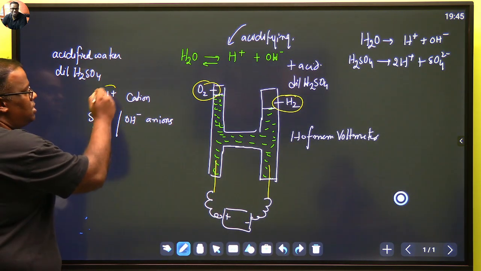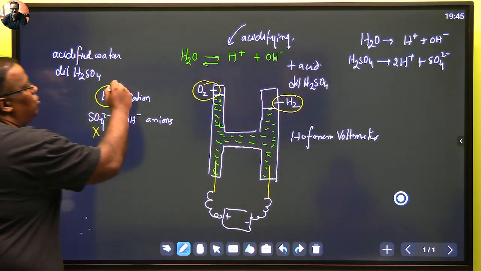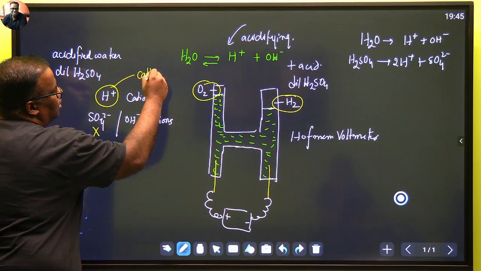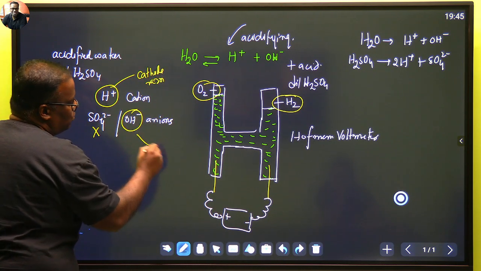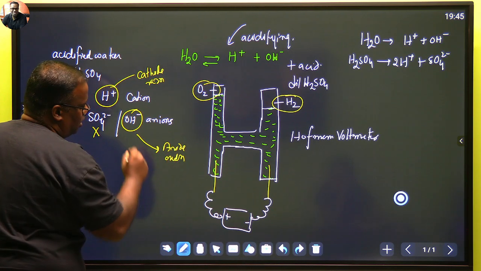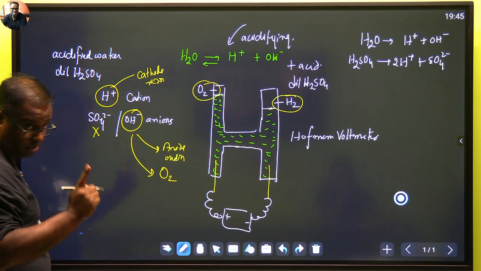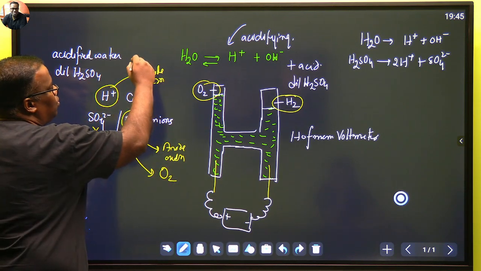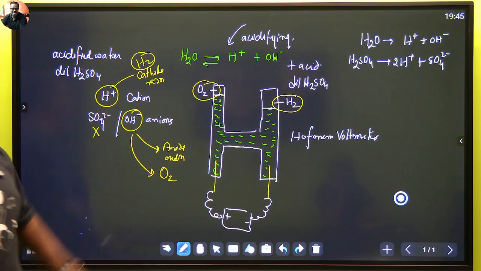Hydrogen H plus being positive, it actually went towards the negative electrode. It went towards cathode and underwent reduction. OH minus went towards anode and underwent oxidation. OH minus, whenever it gets oxidized, will give oxygen. Remember this. H plus, whenever it goes reduction, will form H2. तो ये दो निकला. कैसे निकला अब वो देखेंगे.